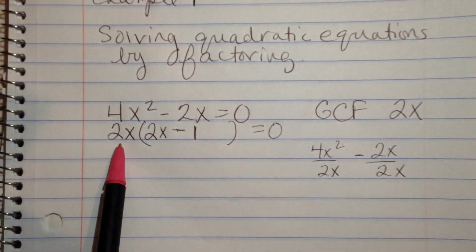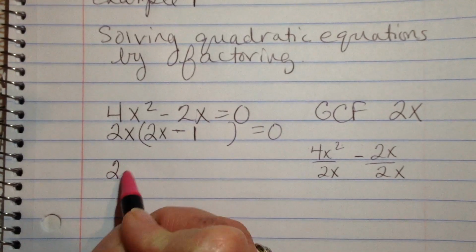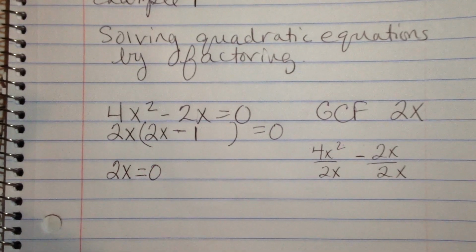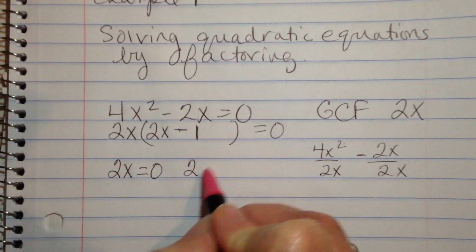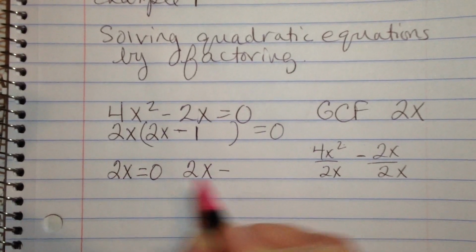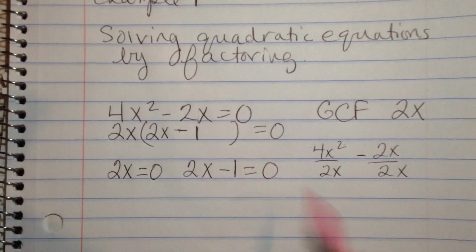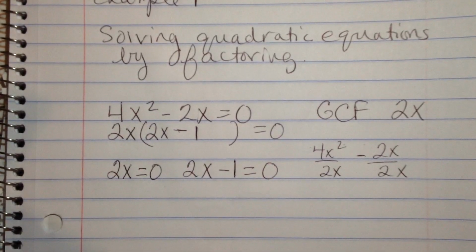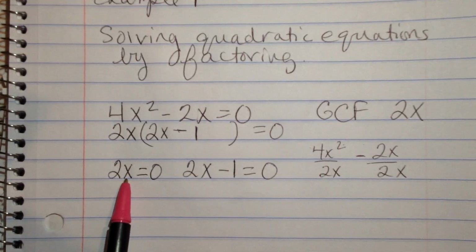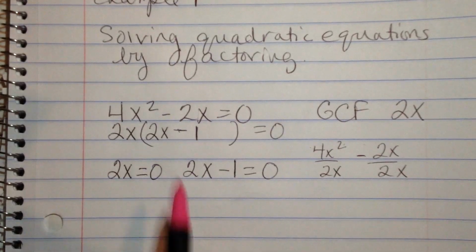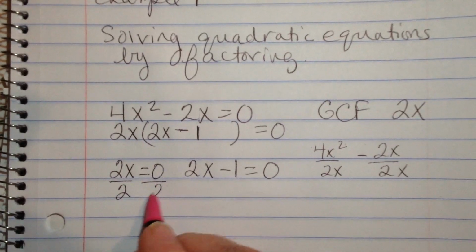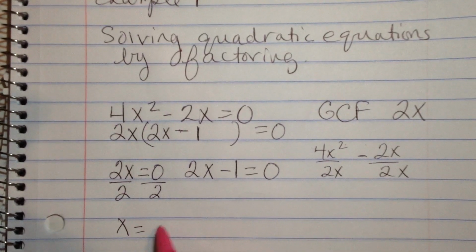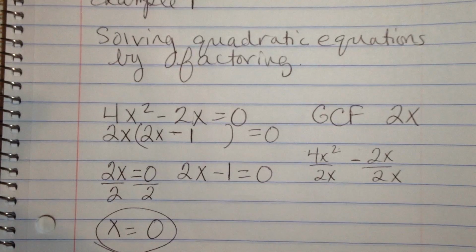Since your GCF contains a variable, you must set that GCF equal to 0 to solve. So set each one of these factors, 2x equal to 0 and 2x minus 1 equal to 0. After you've factored, set each one of the factors equal to 0. Again, if your GCF contains a variable, you must set it equal to 0 because this is one of your answers. To solve for x, divide each side by 2. Therefore, you have x equals 0. That's one of your answers.